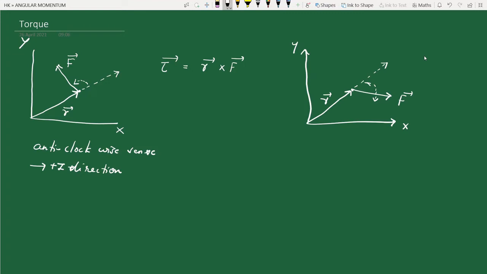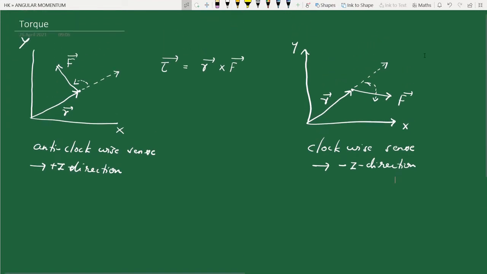So now let us see that the rotation from r to f is in the clockwise sense. So when the rotation is in the clockwise sense, the direction of torque is in the minus z direction. So it can be perpendicular and outward, or plus z direction, or perpendicular and inward, or minus z direction. In general, the direction of torque is perpendicular to the plane containing position vector r and the force f.